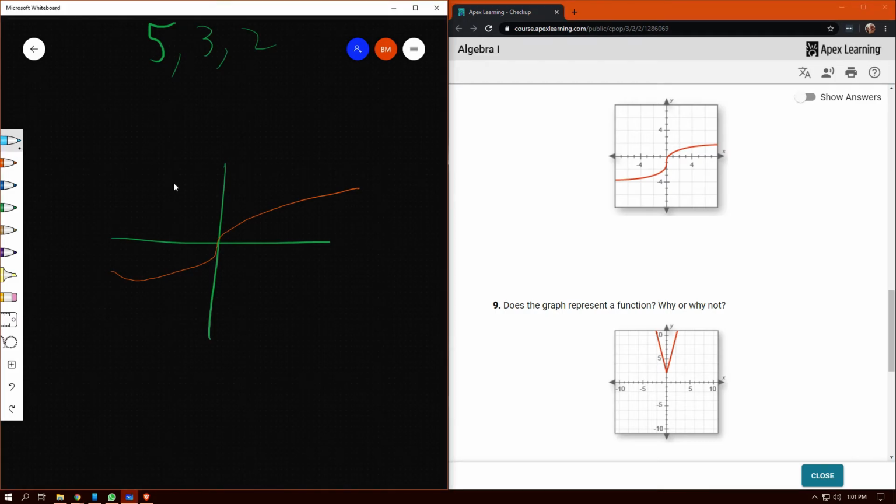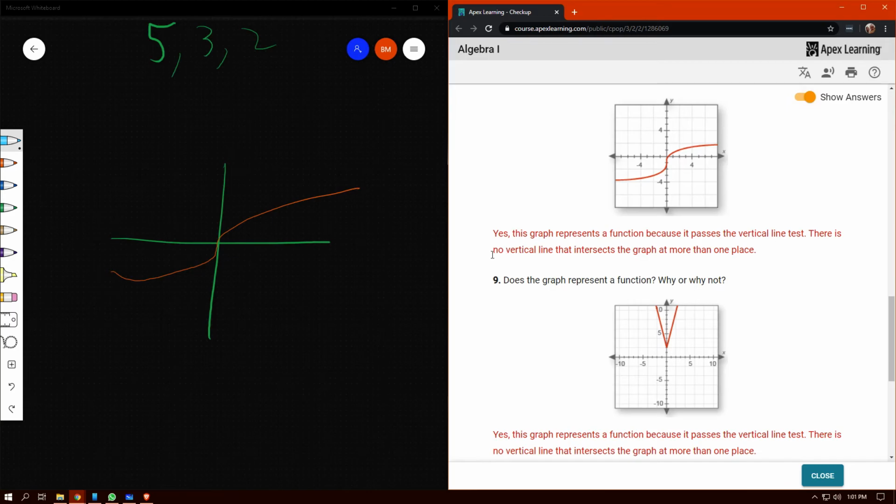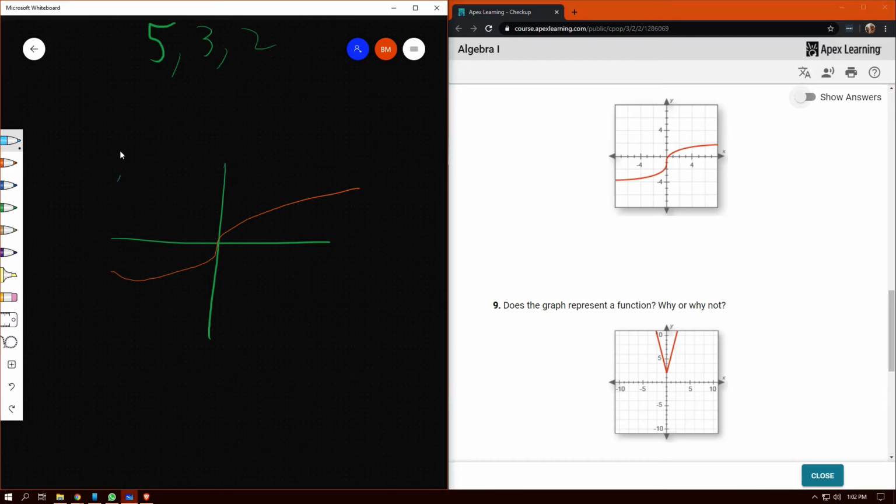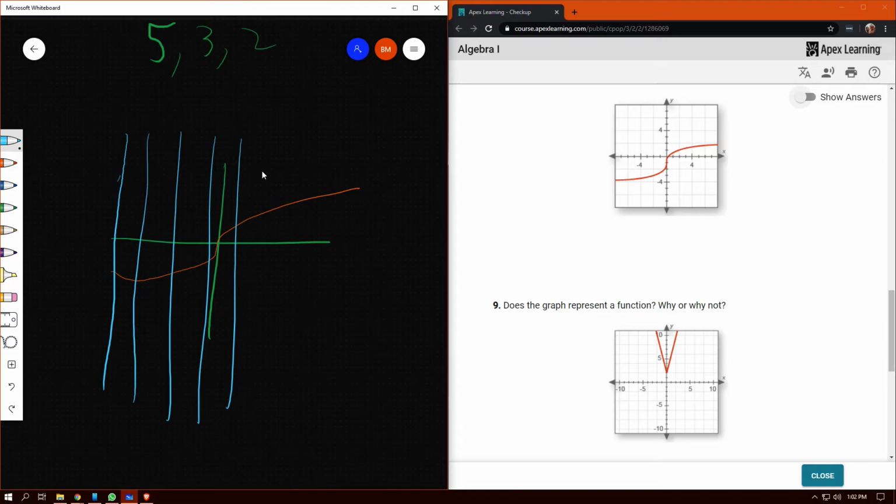What I'm going to do is take this and draw vertical lines. If I go back to showing the answers, it says, yes, this graph represents a function because it passes the vertical line test. There is no vertical line that intersects the graph at more than one place. Well, what are they talking about? The vertical line test is I'm just going to take my pencil and draw vertical lines throughout this graph. As I draw these vertical lines, each one only touches the graph once. No matter where I draw a vertical line, it would only touch the graph one time, that makes it a function. That's what it means to pass the vertical line test.